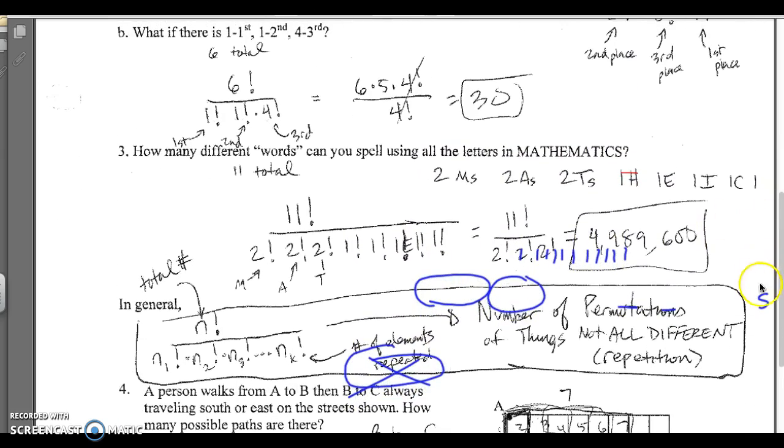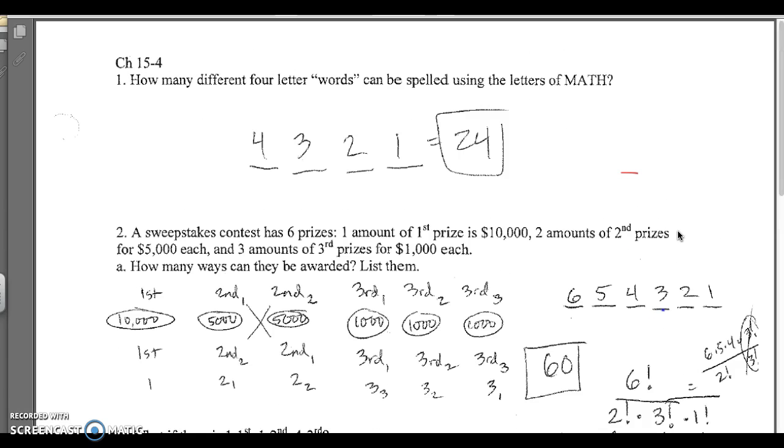So basically, in a general sense, if you want to make this into a formula, the number of permutations you have is n factorial, your total number, divided by the number of repeats, the number of elements being repeated: n sub 1 factorial, n sub 2 factorial, n sub 3 factorial, all multiplied on the bottom. So these are the number of permutations of things that are not all different, where you have repetition, things that are being repeated. So the word mathematics has repeats. This is where we use this formula. The word math doesn't have repeats, so we don't need to use that formula.